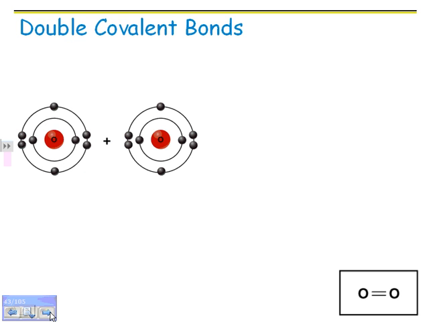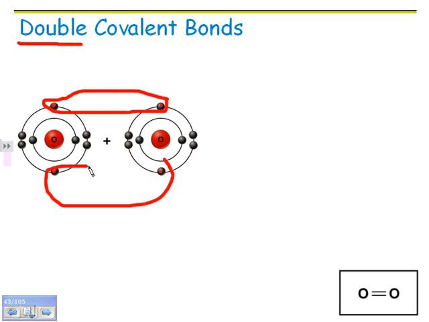So now we're going to talk about double covalent bonds. So double just means 2. So if you look at oxygen, it's got this one that's missing its mate and this one that's missing its mate. Same thing with these. And so these two will end up being shared. And these two will end up being shared. And that's going to give us our double covalent bond. There are 2 pairs of electrons that will be shared.